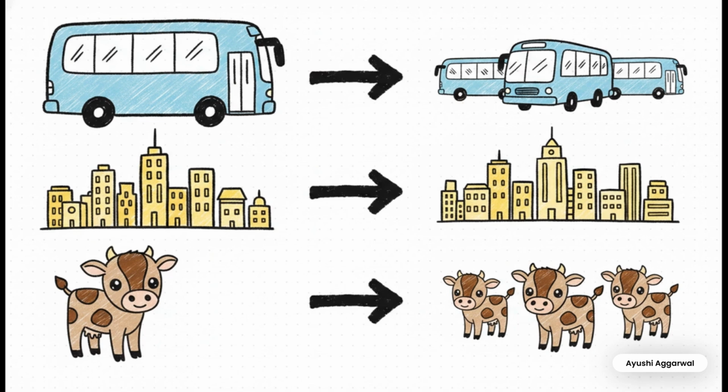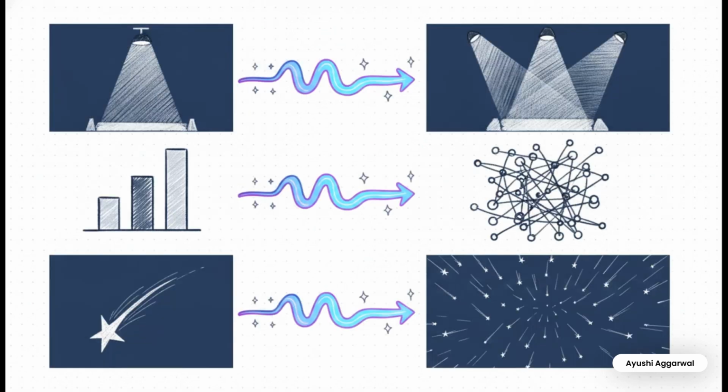So bus becomes buses. If it ends in Y and has a consonant right before it, we drop the Y and add IES, like city changing to cities. And if a word ends in F or FE, we change that F to a V and add ES, so calf becomes calves. Pretty simple so far, right? लेकिन game change होता है यहाँ.